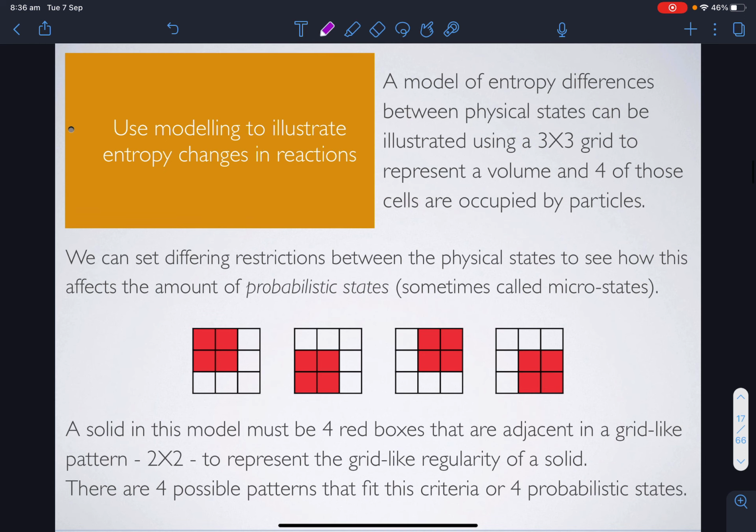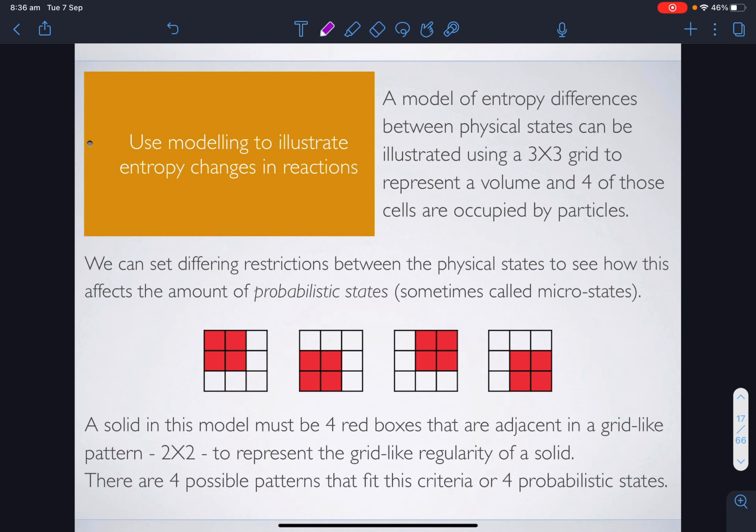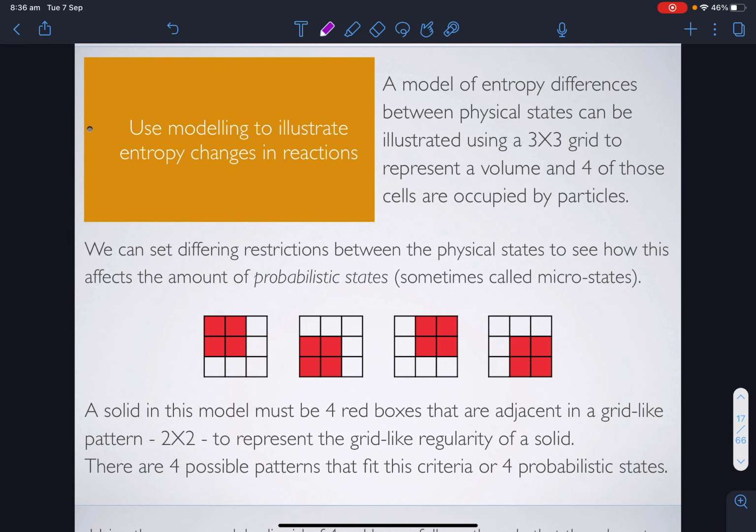Okay, here we go. Use modeling to illustrate entropy changes in reactions. Here's one of my models that hopefully will help you out. We're getting to the end of this video, but I really like this though. We can use a 3x3 grid to represent a volume for our little model, and we can use 4 of those 9 cells to represent particles. We can set different rules to model solids, liquids, and gases and see what happens. What we're going to get is probabilistic states popping out, sometimes called microstates.